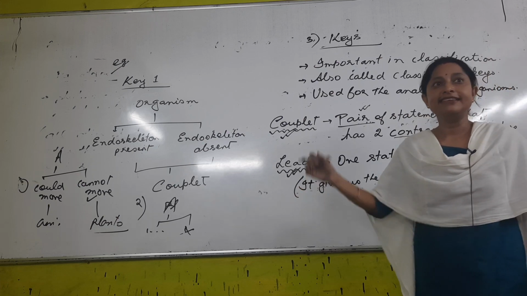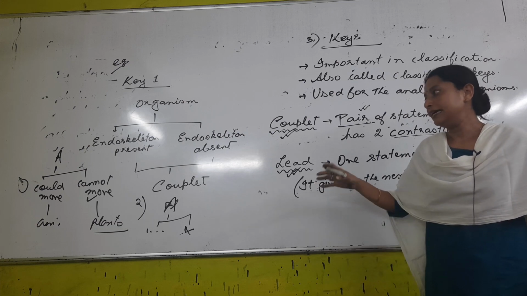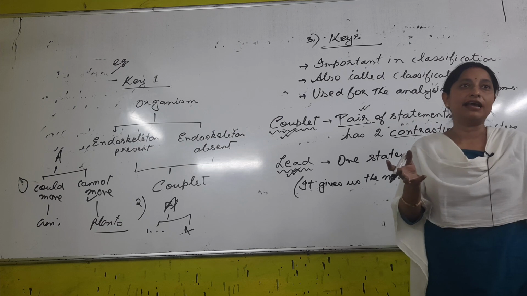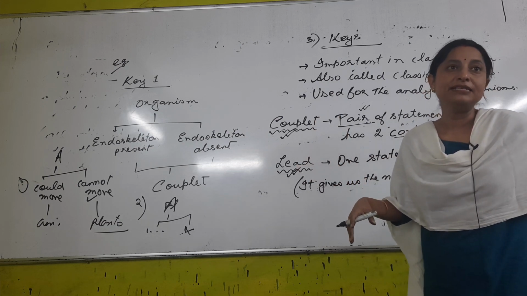Obviously, at the end you identify the organism. That is why you read these keys, so that you know about the organism. Once you complete all the keys, you know what the organism is, right.